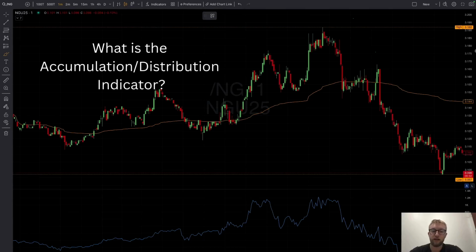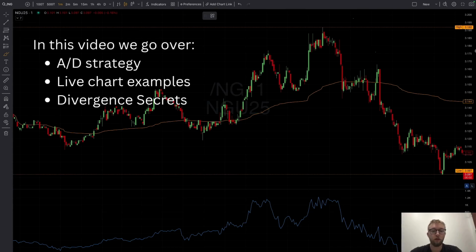What if you could spot the big players loading up on shares before the price moves? What if there was a way to track where the smart money is flowing without relying on lagging momentum indicators? That's exactly what the accumulation distribution indicator helps us to do. In this video, I'll show you what it is, how it works, and how to use it to catch explosive moves early. We're going to go over strategy setups, live chart examples, and divergence secrets.